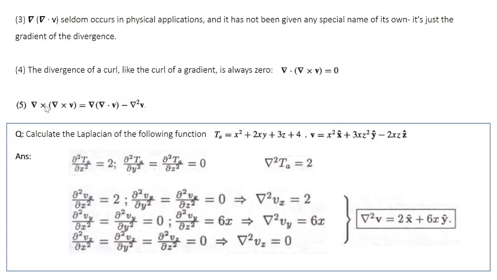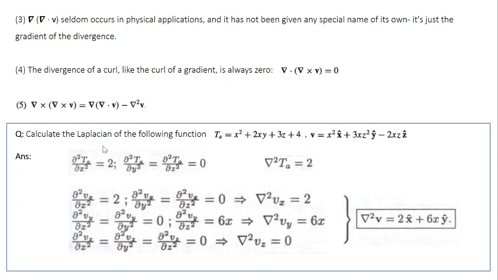Finally, the last one, curl of curl. You expand this, you get del into del dot v minus del square v. So first one is gradient of divergence, and second one is Laplacian of the vector. So in effect, you have mainly two second derivatives. One is the Laplacian and another is the gradient of divergence. And all other second derivatives are either 0 or a combination of these two.